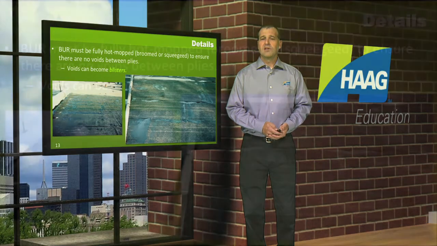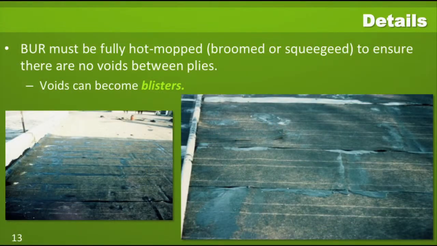In examining the way a built-up roof is mopped together, you want to have 100% coverage of the ply to its adjacent ply. After that hot mopping is done, they broom or squeegee the plies to make sure they are locked together and not have any voids or dry spots between them. That void can turn into a blister with time.